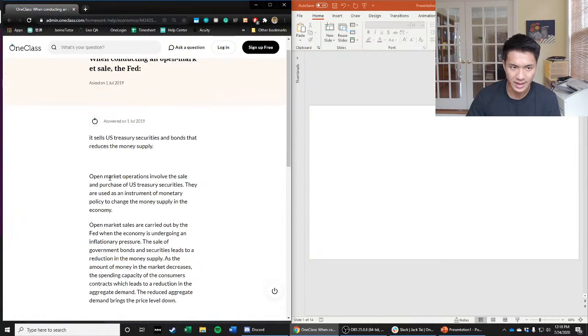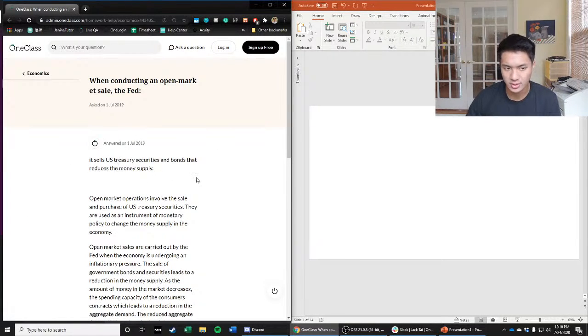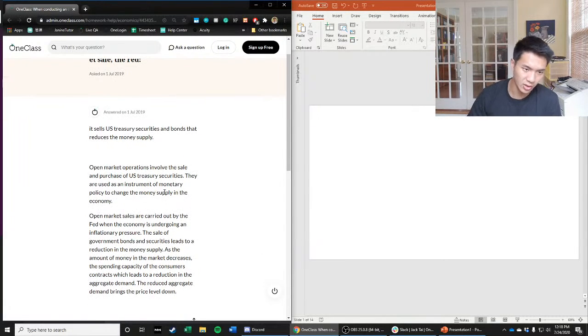The previous tutor says that the Fed sells U.S. Treasury securities and bonds, and this reduces the money supply. So again, exactly what we talked about. And they said that open market operations involve the sale and purchase of U.S. Treasury securities. They are used as an instrument of monetary policy to change the money supply in the economy. Open market sales are carried out by the Fed when the economy is undergoing inflationary pressure. The sale of government bonds and securities leads to a reduction in the money supply.